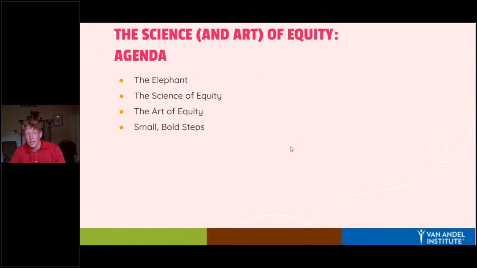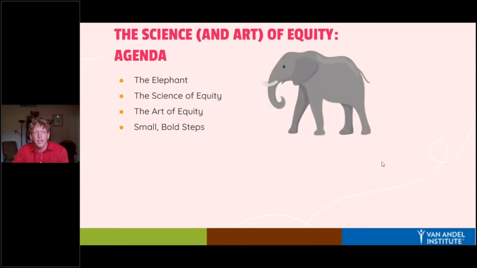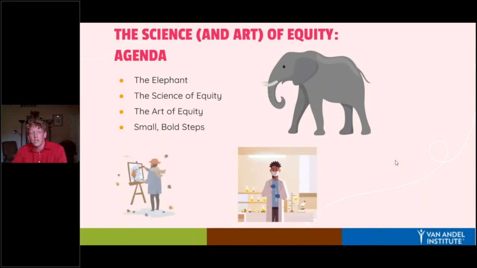We're going to give you the agenda for the day. We're first of all going to talk about the elephant. Then we're going to talk about the science and the art of equity. And we're going to finish with some practical steps, some things that you can implement in your classroom right away. Small steps, but bold ones to move in the direction of greater equity and greater justice.